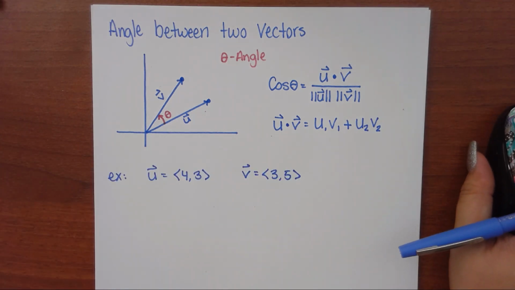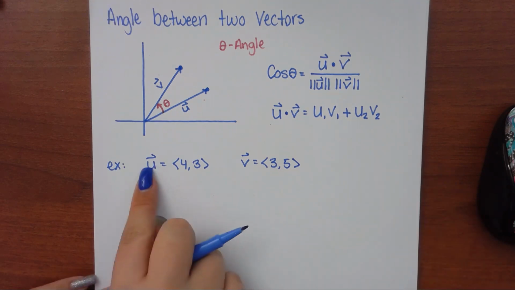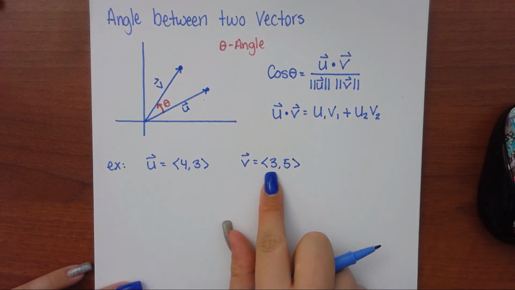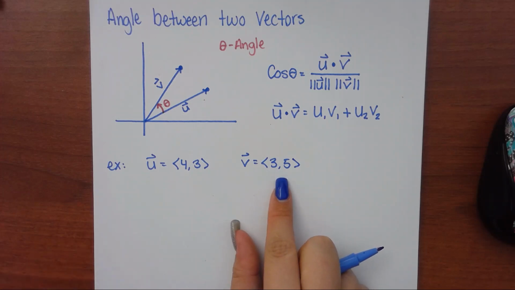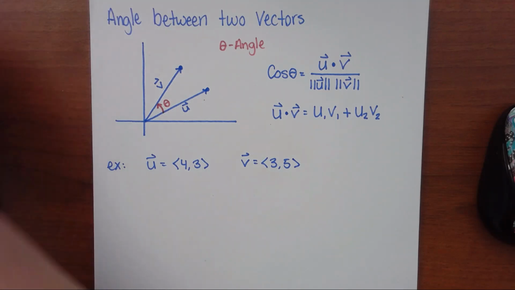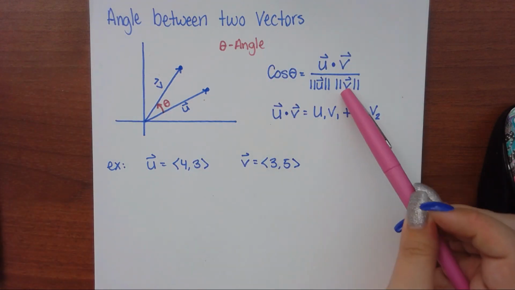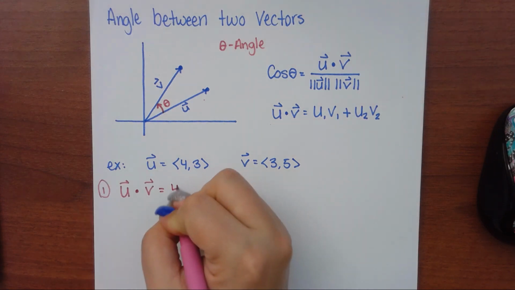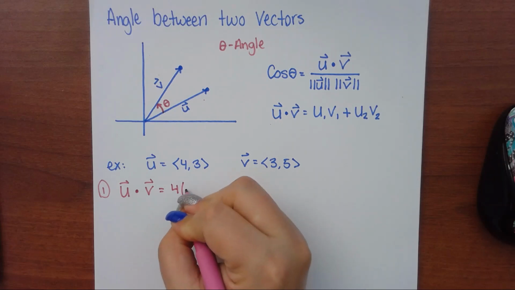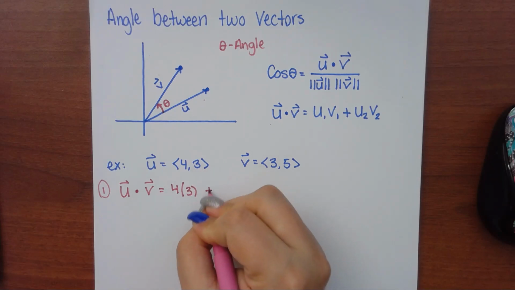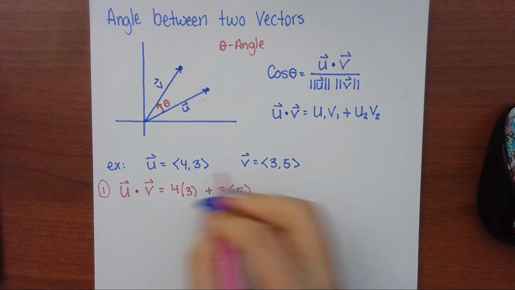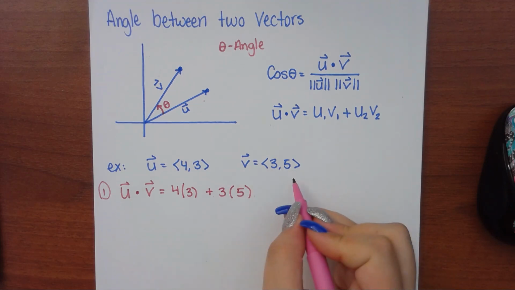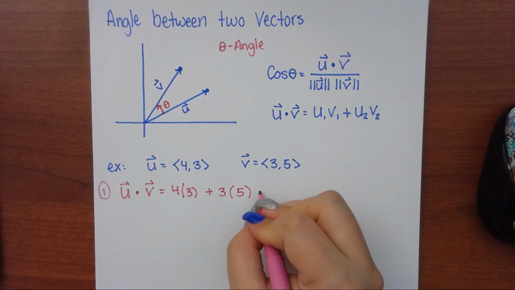So the example that I have here is u is 4, 3 and v is 3, 5. In order to do this, I'm always going to start with my dot product first, and I would do this formula to find the angle in stages. So I'm going to take 4, multiply it by 3 from the other vector, and then I'm going to take 3 and multiply it by 5, the x times the x plus y times the y. So that is going to equal 27.